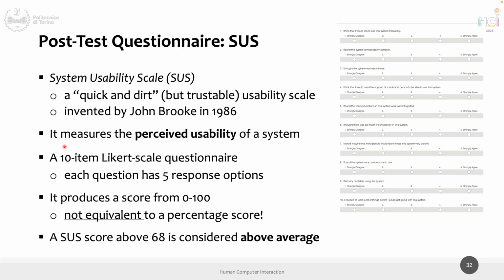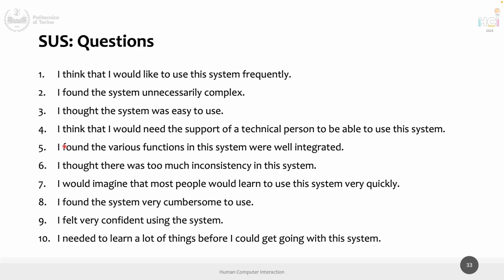In general, a SUS score above 68 means that the perceived usability of the system is above average. So 68 is like sufficient, above average. The higher, the better; the lower, the worse. SUS has 10 questions, and they are like this. You can also find it on the web without any problem.